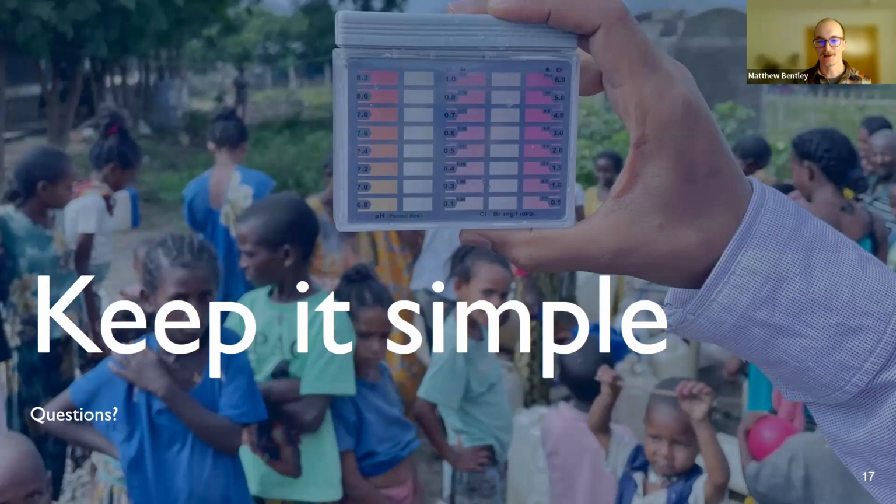We don't have to use complicated and expensive test kits. We can use things that are readily available in country, very inexpensive kits to monitor at the field level that are very easy to train people with, such as this pool tester. So we recommend keeping it simple.